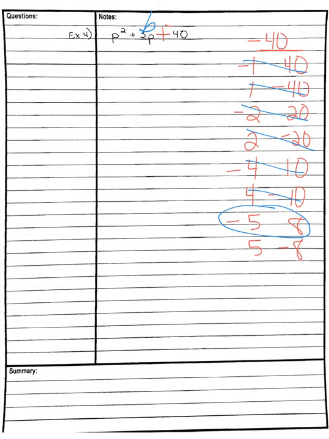So when we plug that back in, we're going to have p squared plus -5p plus 8p plus -40. Oh, I should have my -40 in black. Sorry, I keep my colors the same.